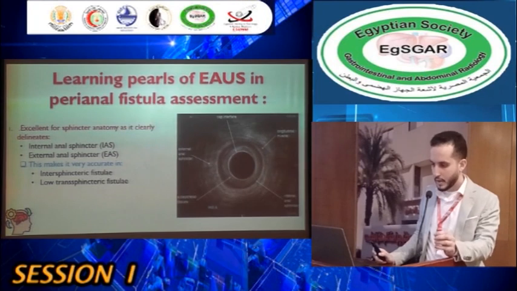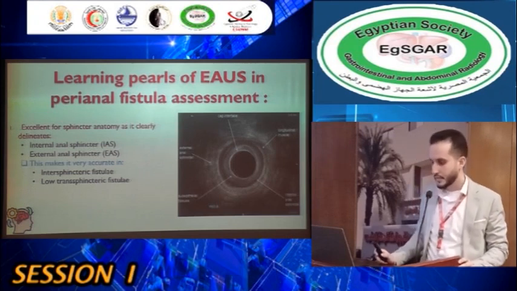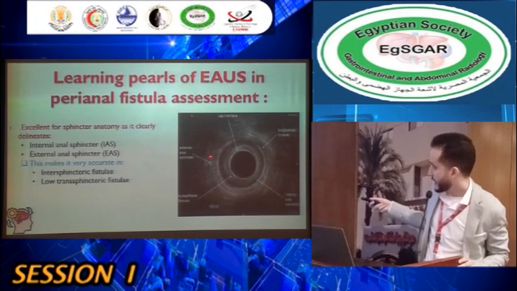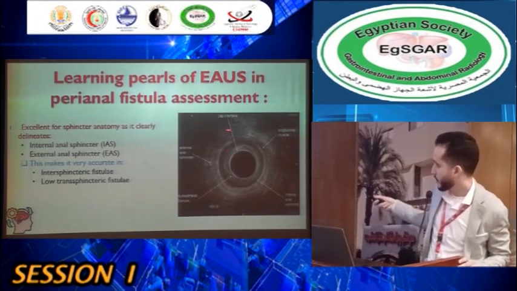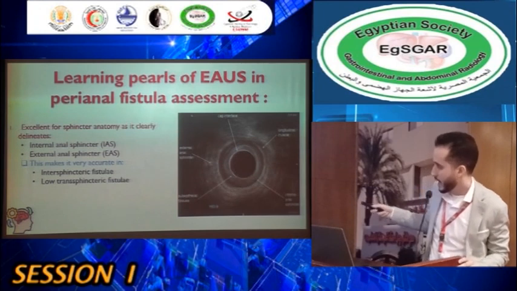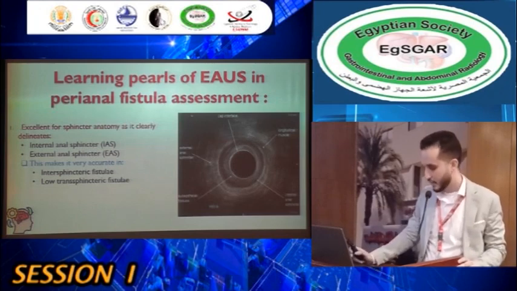So we turn to the learning pearls of endoanal ultrasound in perianal fistula assessment. It is excellent for sphincter anatomy as it clearly delineates the internal anal sphincter and the external anal sphincter. As we can see here, the external hyperechoic structure is the external anal sphincter, and the internal hypoechoic structure is the internal anal sphincter. So it makes us able to delineate its integrity. This makes it very accurate in intersphincteric fistula and low transsphincteric fistula.